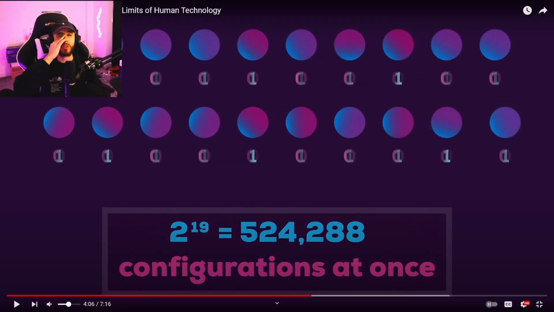Oh my god, this is so confusing. And I did programming at university, man. This is confusing as fuck.